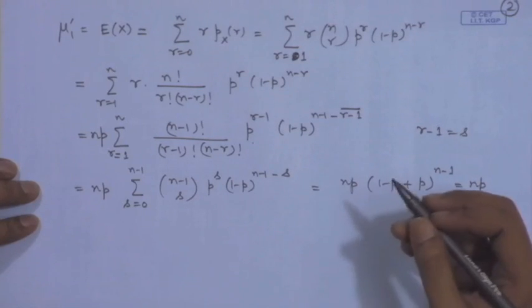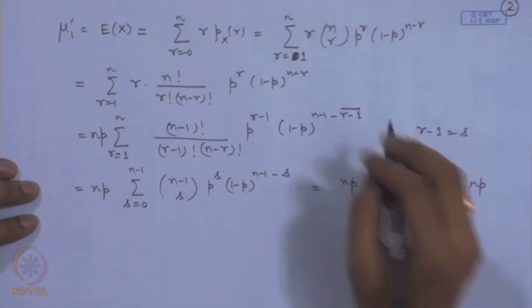Now, let us look at the physical interpretation of this. In each trial, the probability of success is p. So, in n trials, the expected number of successes is n times p. So, that is justified here. Now, in order to calculate higher order moments, for example, if I want to calculate the variance of this distribution, I need the expectation of x square.